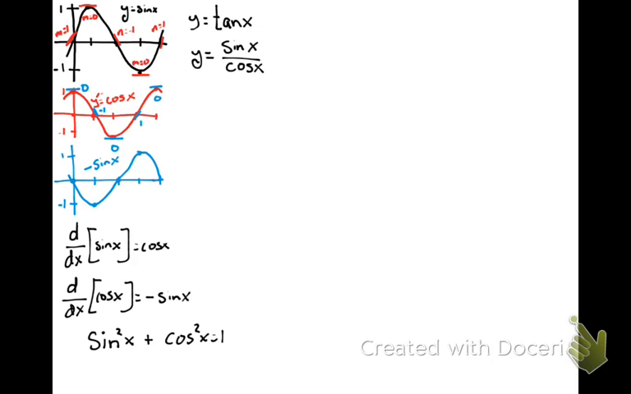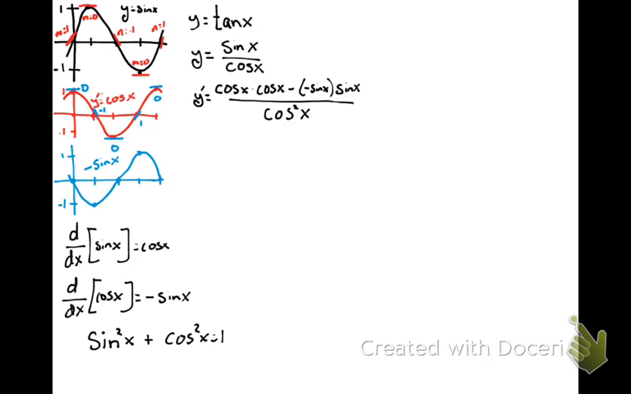Hopefully you were able to do it yourself, but if you couldn't, notice that this requires the quotient rule. So the derivative of this would be the derivative of the numerator, which is cosine x, times the denominator, minus the derivative of the denominator, which is negative sine x, times the numerator. And all of this is over the denominator squared, so cosine squared x.